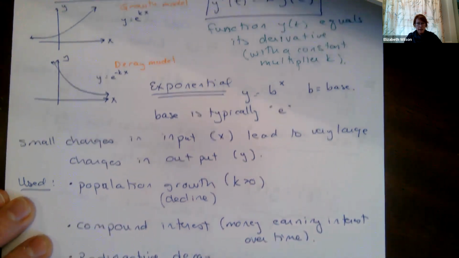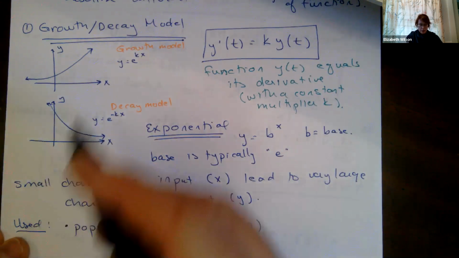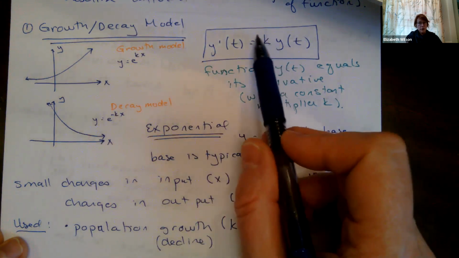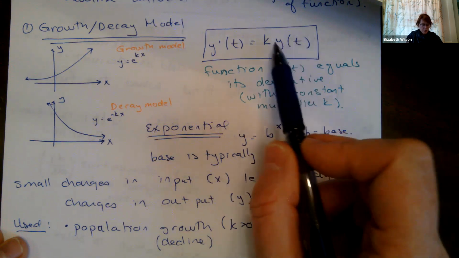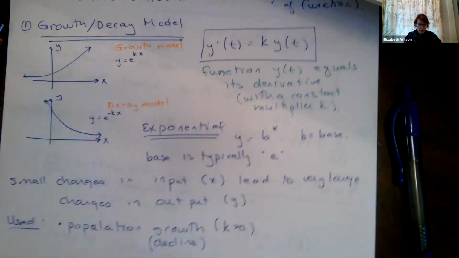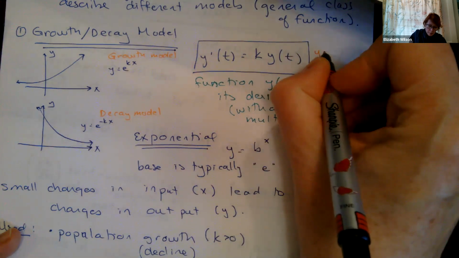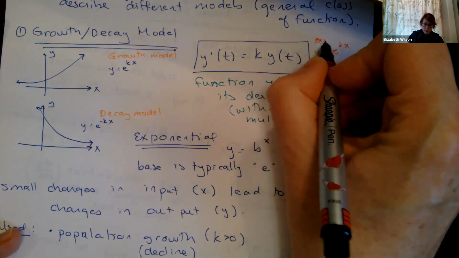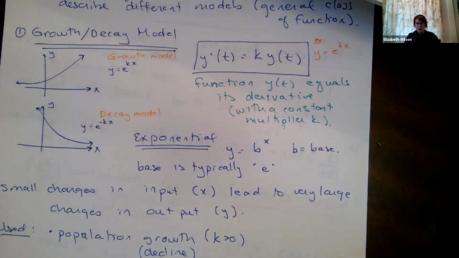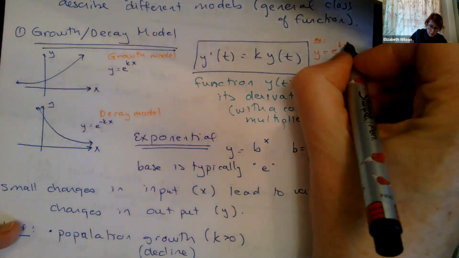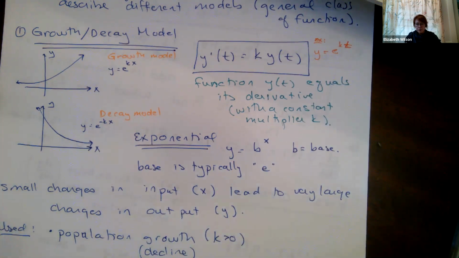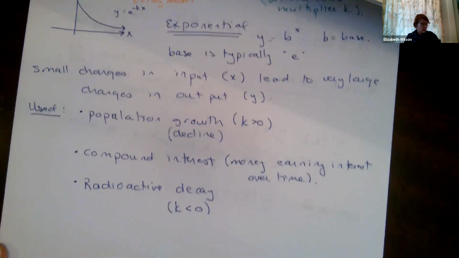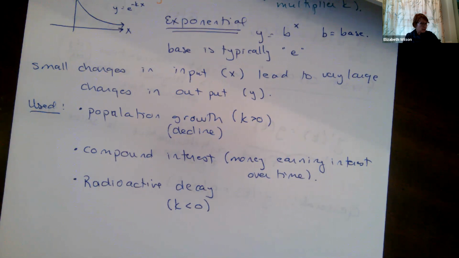Our growth or decay differential equation is that the derivative is equal to some constant multiplier times the function, right? Where our function, say y, equals e to the kx. Or kt, I think in this we're using t as a variable, kt. Okay, so when I take its derivative, I've got k as a multiplier out in front. So our growth or decay model is important. We use it a lot in the real world.